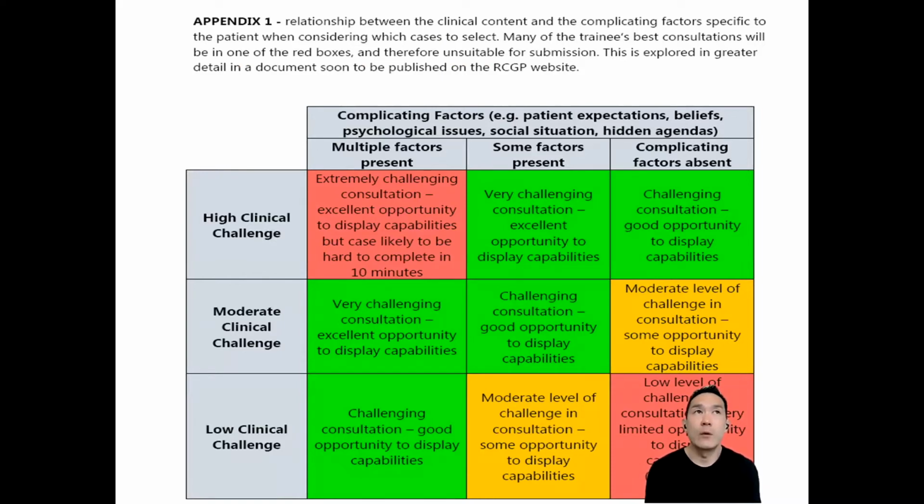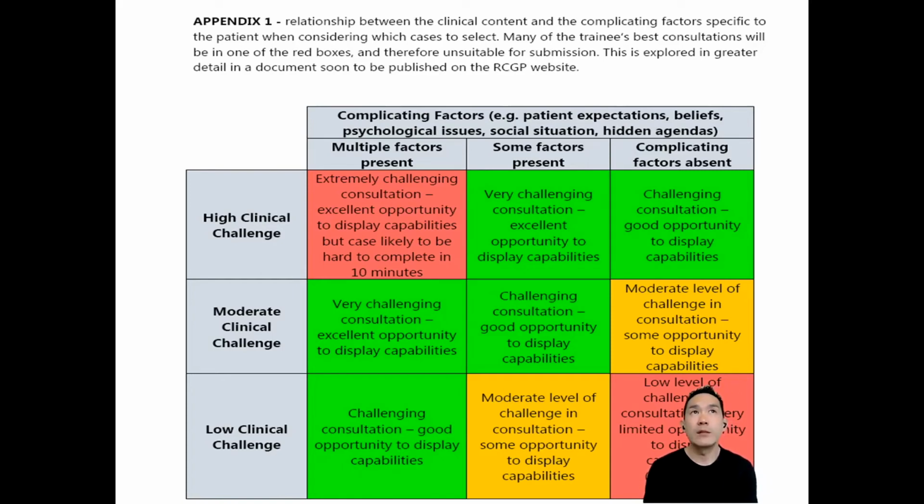So you must think, in addition to the clinical challenge, what are the complicating factors to the case? And these are going to be housed within the patient's ICE, or specifically if there is a deeper psychosocial narrative, which makes the case that you're going to be submitting something that's a bit more interesting, something which has a bit more complexity and depth to it.